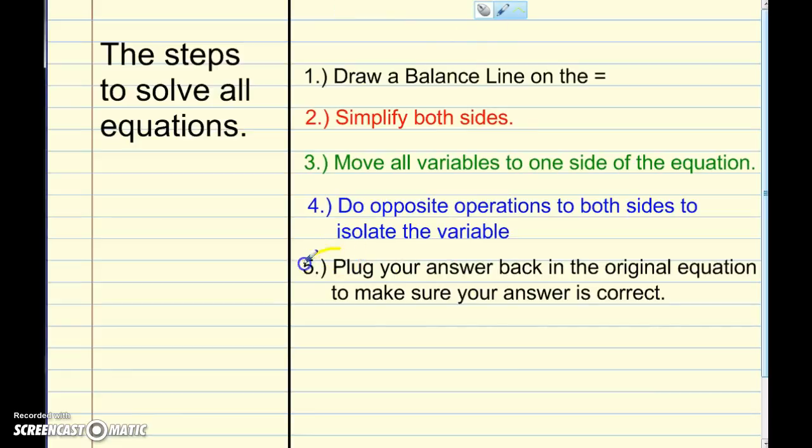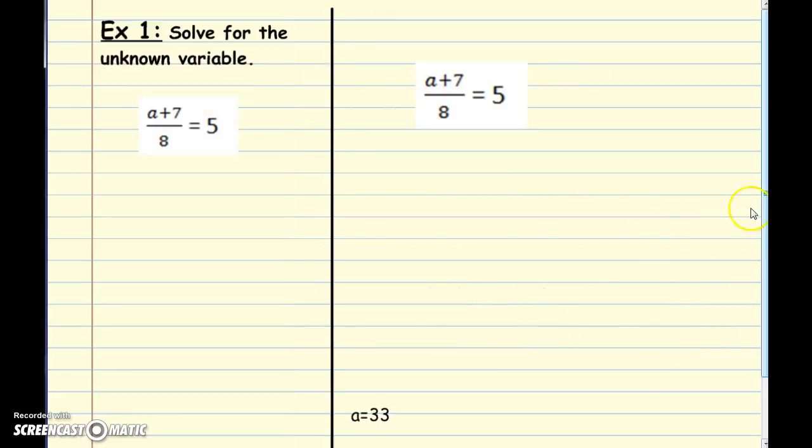I think this is the #1 best part about solving equations, because then you'll get immediate feedback as to whether or not the answer you have is correct or not. So let's just get right into this.